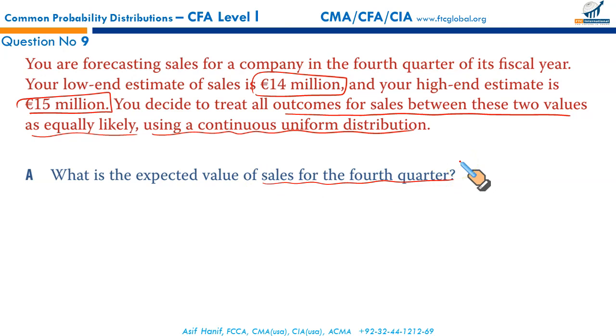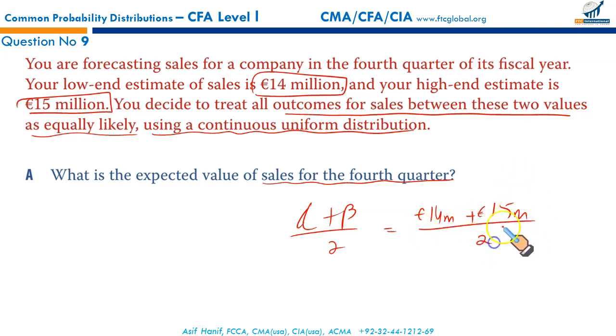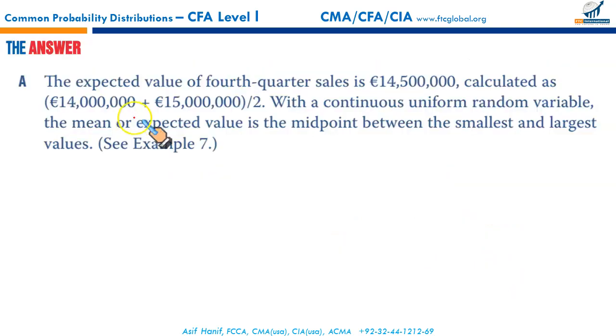I hope you remember from your previous learning. If you have these two high and low values and need to calculate the expected value, you simply take the average, alpha plus beta divided by 2. So if we expect 14 million euros to be the lowest number and 15 million to be the highest sales figure, you simply add these two and divide by 2. So that will be 14.5 million euros right here.